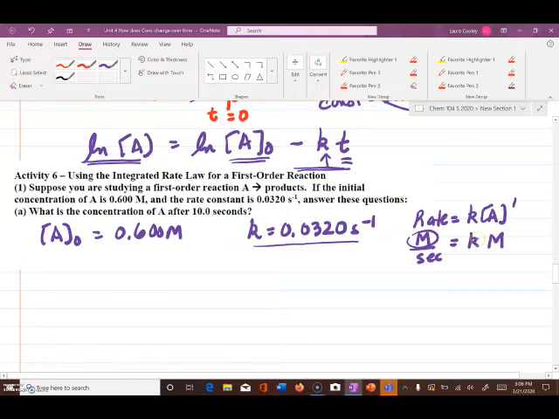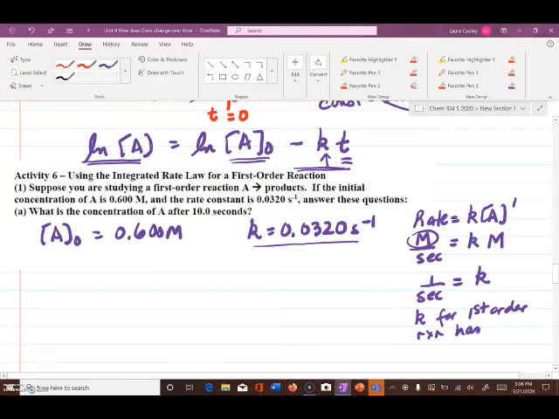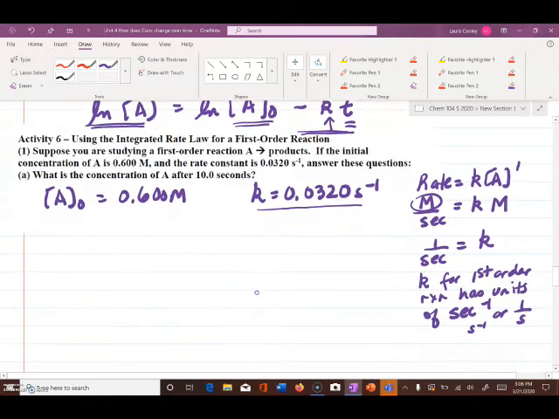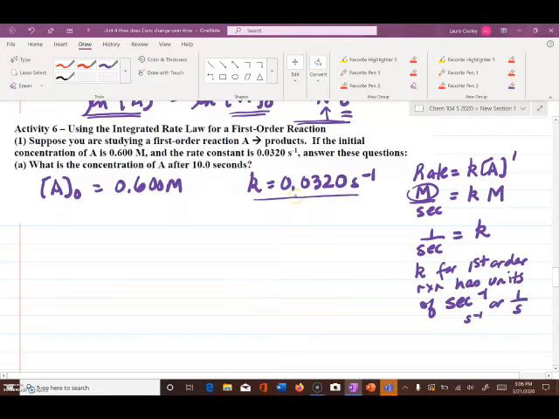So we basically can divide both sides by molarity, and we get 1 over seconds as the unit of K. So K, when it's for a first order reaction, has units of seconds to the -1, or 1 over seconds, or s minus 1. Okay, so that's why we have that unit there for K.